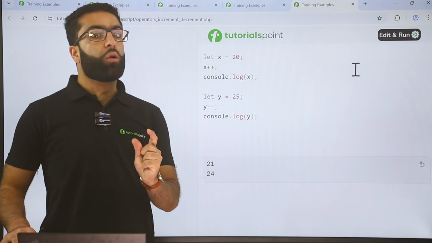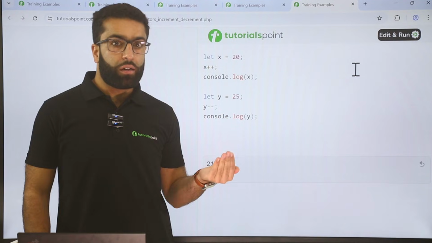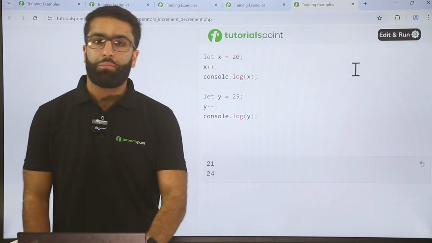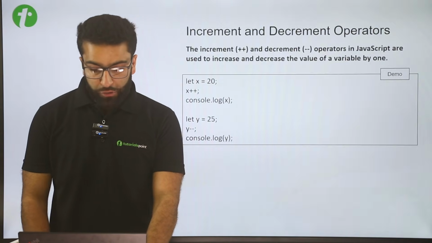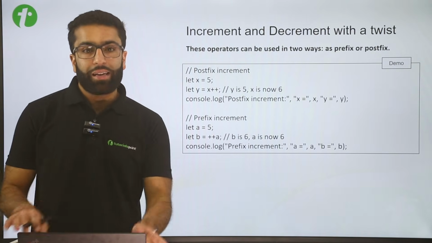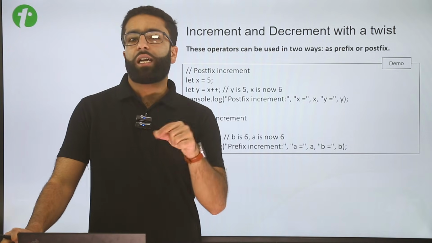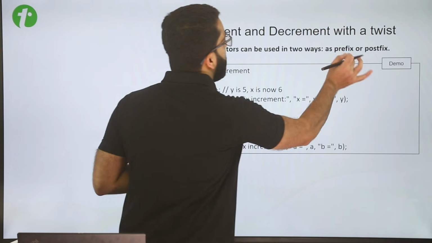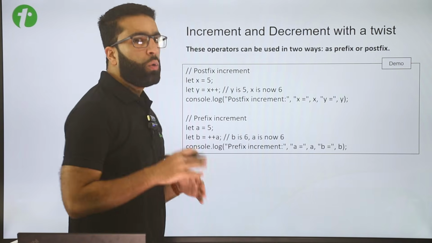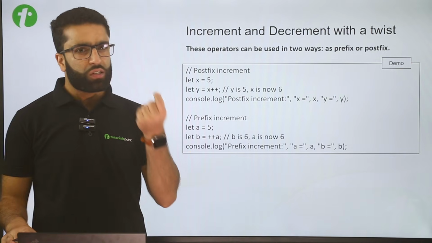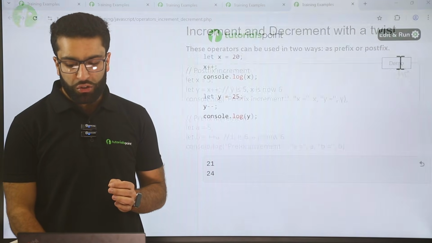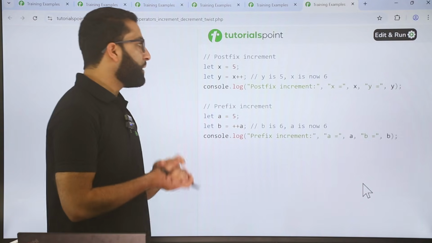So these are very important operators: the increment operator with the help of plus plus, and the decrement operator with the help of minus minus. Moving forward, let's talk about increment and decrement again, but with a little twist. You may have seen this, and this is basically called the prefix and postfix. What is this prefix and postfix? It's very simple actually. Let's take an example here. I'll just press demo, and let's look at the code here.